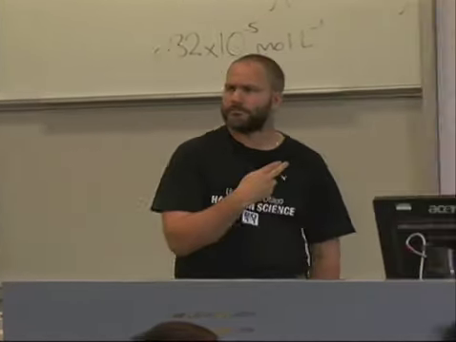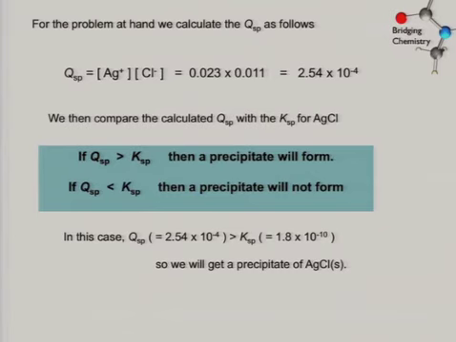Right. So in this case, the Q is 6.32 times 10 to the negative 5. It's still much bigger than the value of the KSP, which is 1.8 times 10 to the negative 10. And so you would expect to see a precipitate formed if you mix those two solutions together.